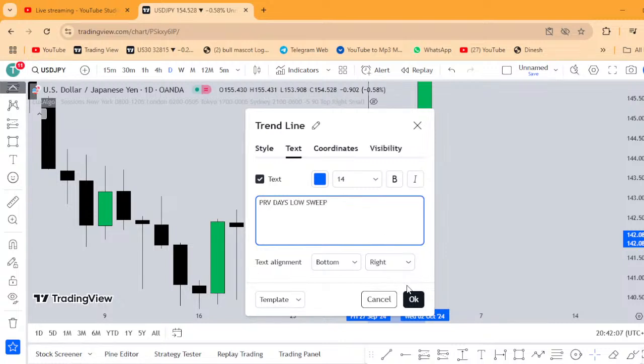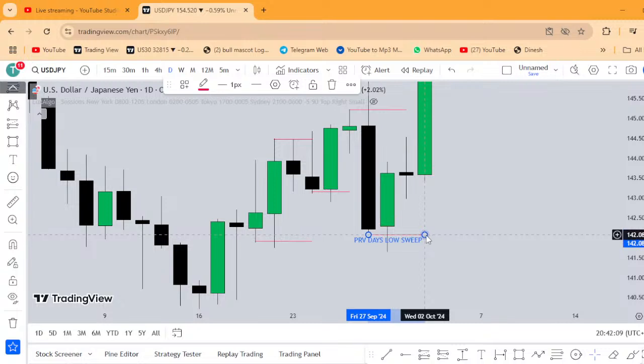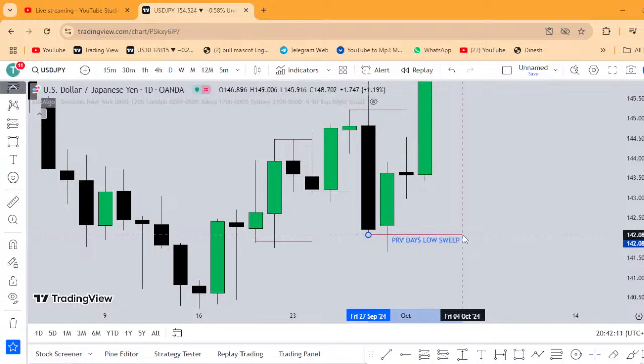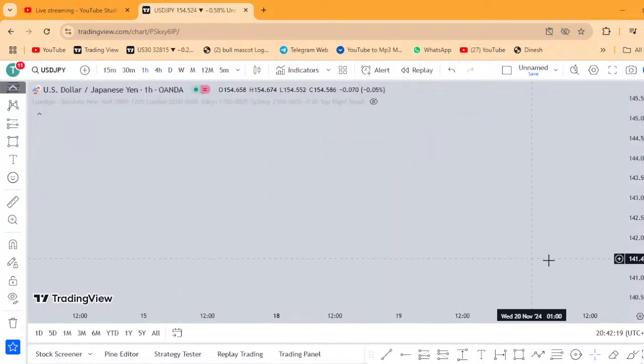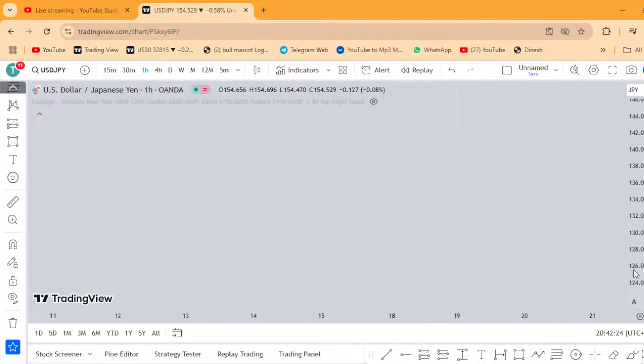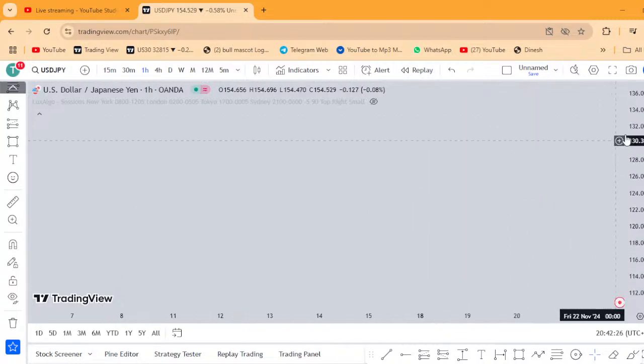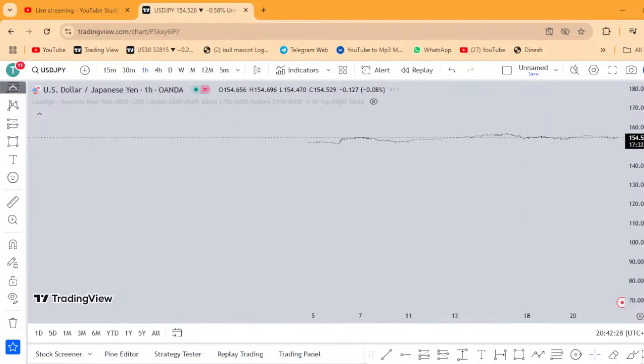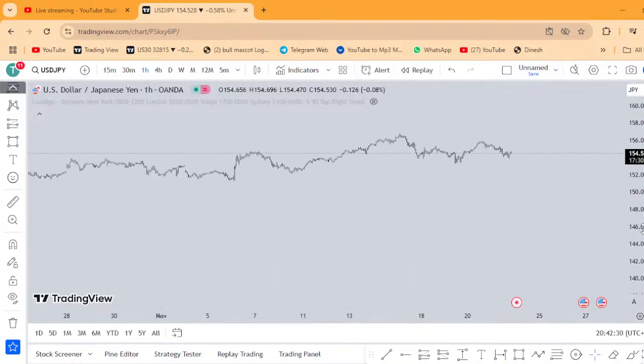So previous day's low sweep is here. Price swept previous day's low. So after sweeping this previous day's low, what is your role? Go to the lower time frame and see if we have a market structure. That's the next thing. Sweep previous day's high or low, go to the lower time frame, confirm if the trend will hold by seeing a market structure shift.